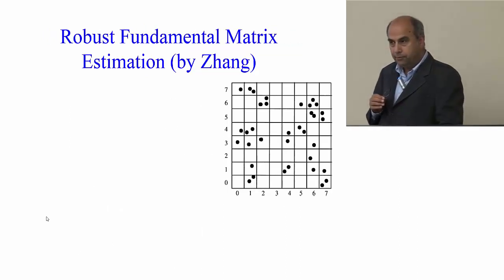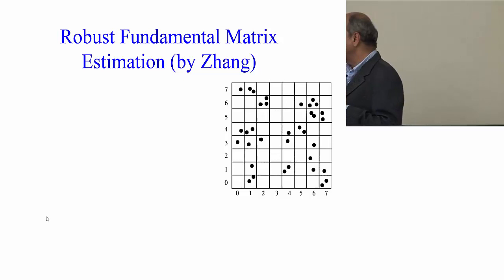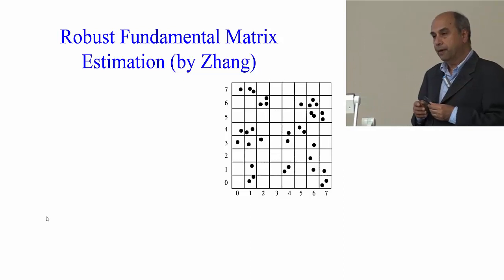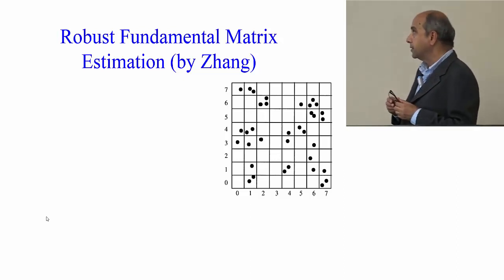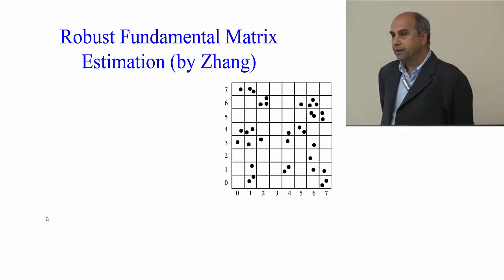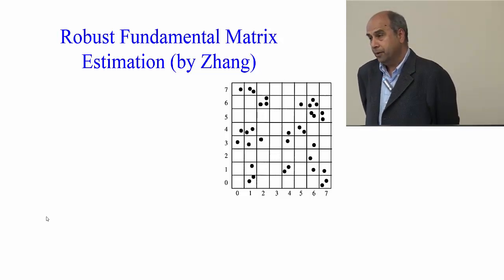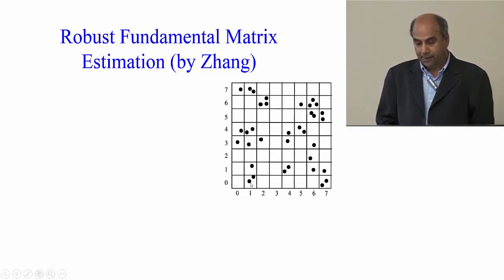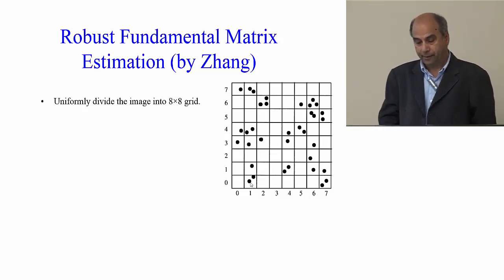Now, after that, there was a nice paper by Zhengyou Zhang to improve the estimation of the fundamental matrix. He came up with what is called robust fundamental matrix estimation. As you can realize, in the image there can be lots of points. Now the question is which 8 points you want to select using Hartley's algorithm. It's difficult. So what Zhengyou Zhang did, he said, let's take an image like this and divide it into 8 by 8 cells, which are shown here, a grid.